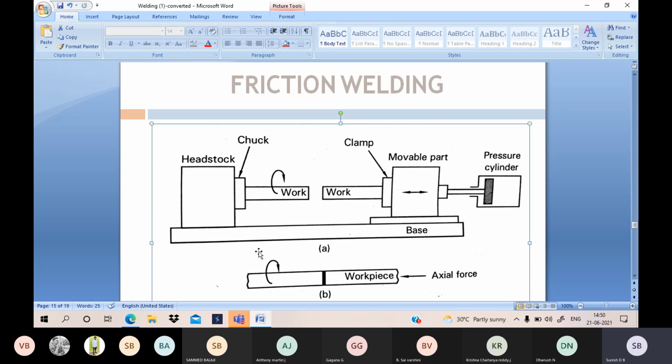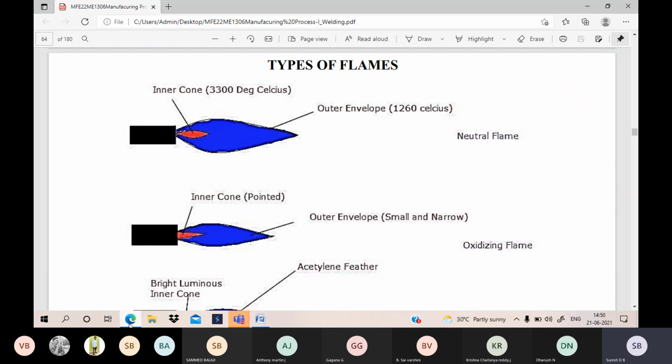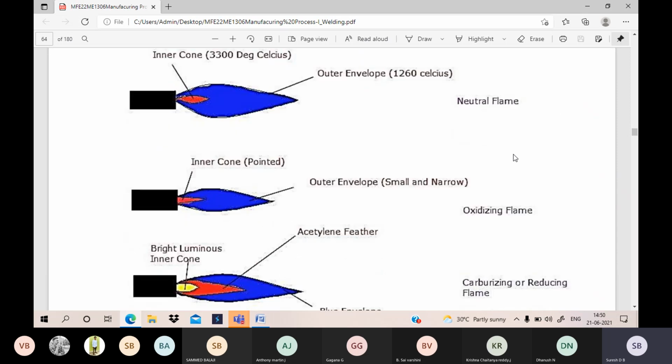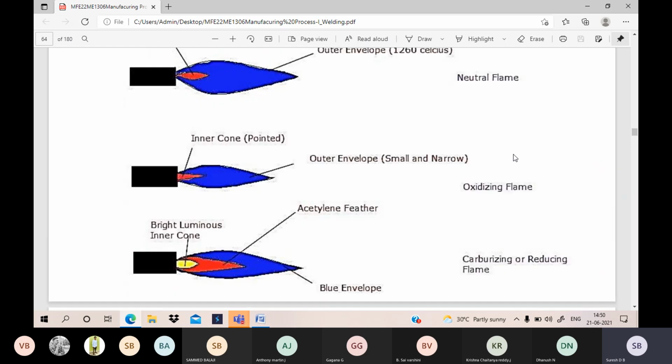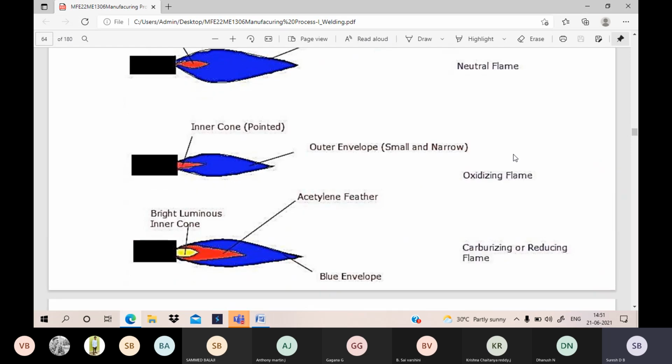In that time some different flames are produced in the burnt gas. Here different types of flames are there, and these flames are produced in gas welding only. Three different flames are there: neutral flame, oxidizing flame, and carburizing or reducing flame.